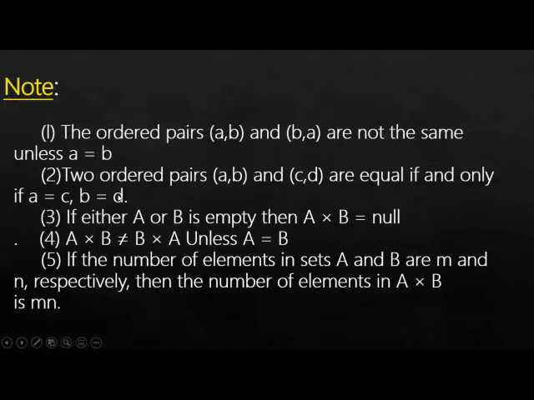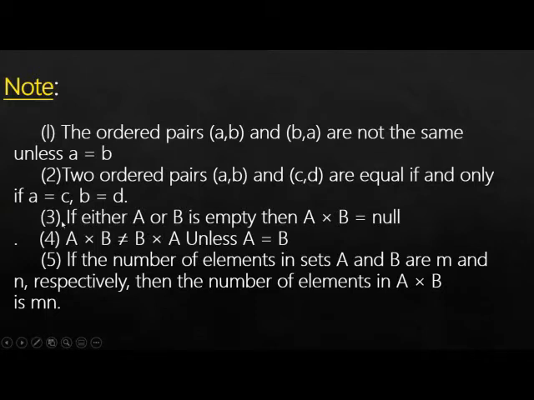What does it mean? It means that if A and B are the two elements of an ordered pair, and there is another ordered pair with different elements, then they are not equal. But if the elements are equal, then these two ordered pairs would also be equal.